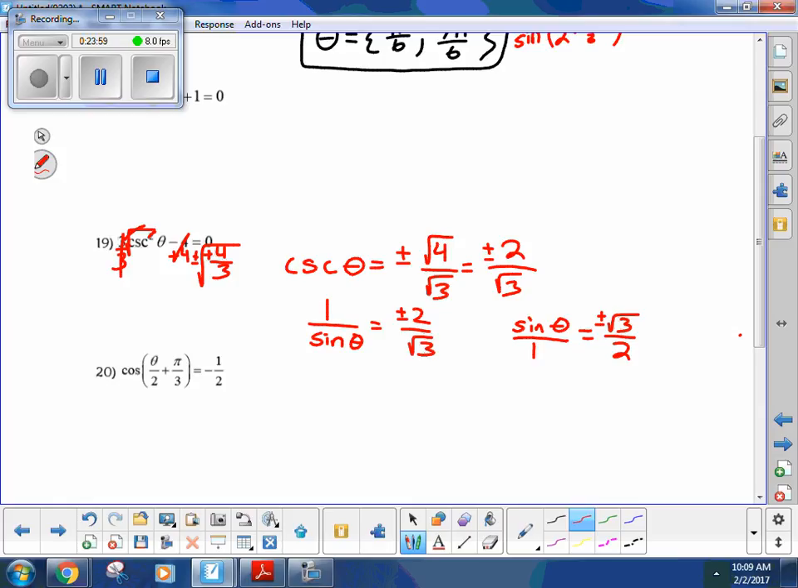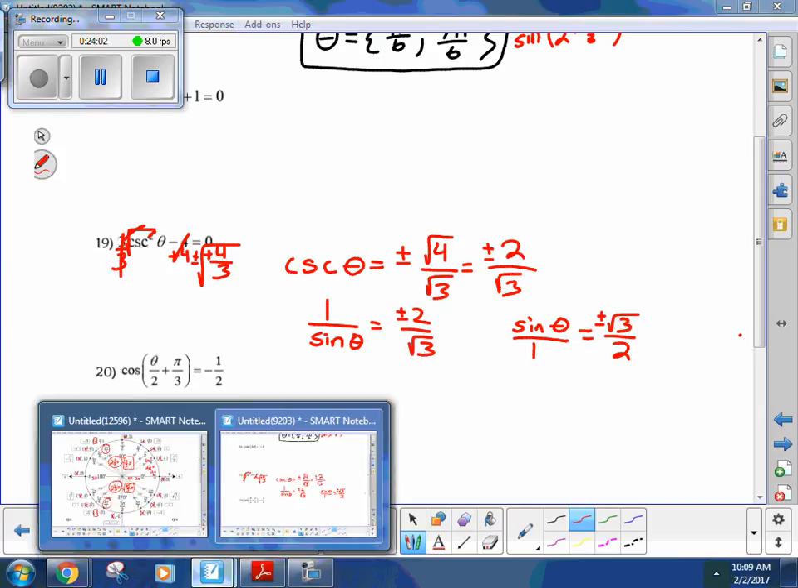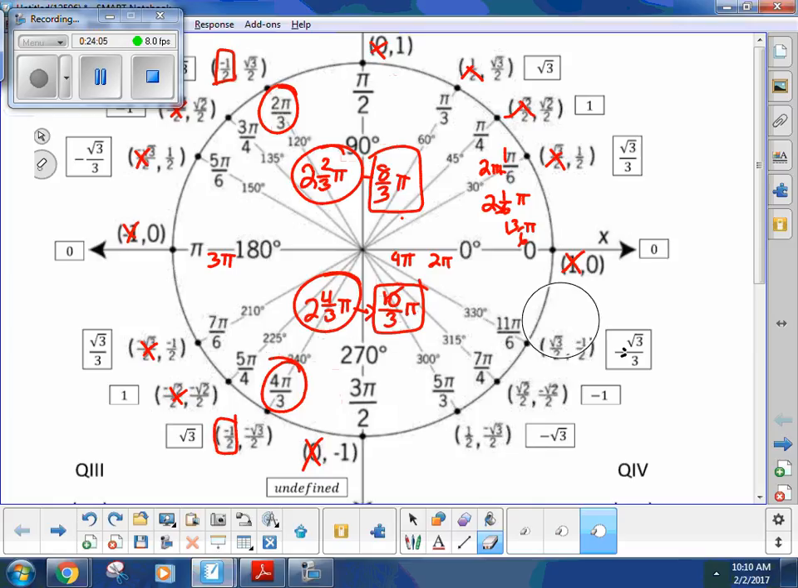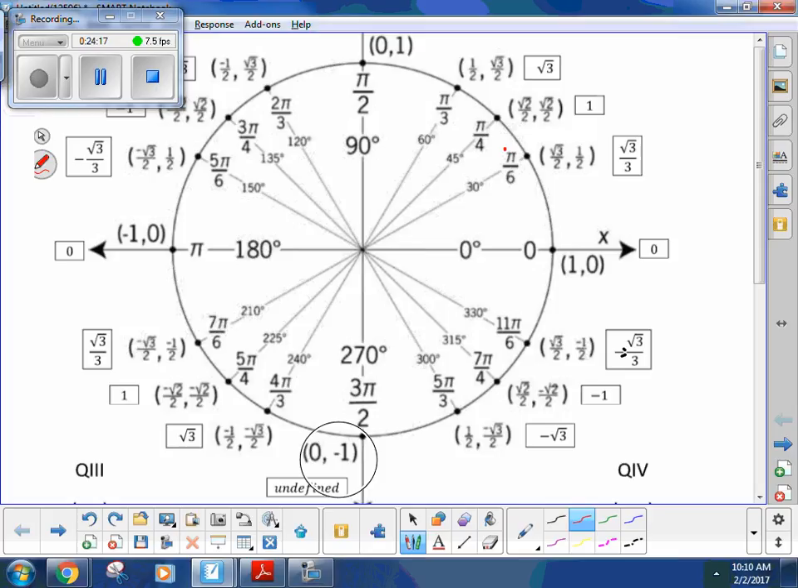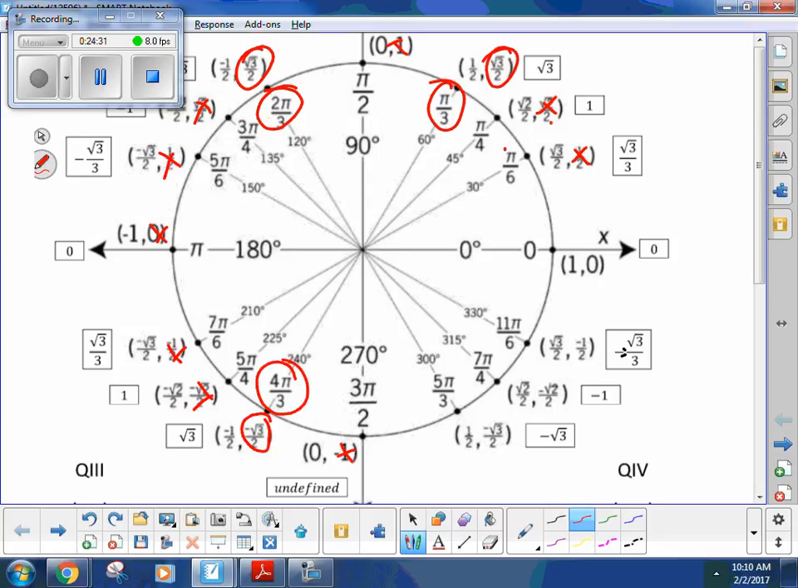So we just need to find out where this happens in the unit circle. So let's bring up the unit circle. Let me clean up from the last problem. Okay, and I'm looking at the sine values. I'm looking when it comes positive or negative square root of 3 over 2. No, no, yes, solution, no, yes, solution, no, no, no, no, no, yes, solution, no, yes, solution, no, and no, and no. So that means we have pi over 3, 2 pi over 3, 4 pi over 3, and 5 pi over 3 as solutions.